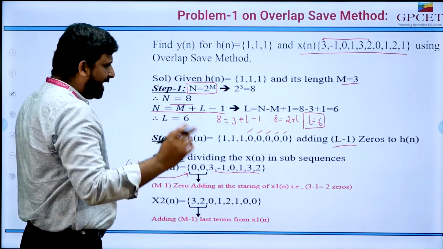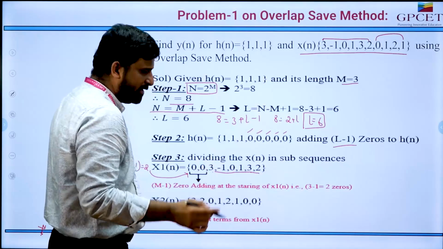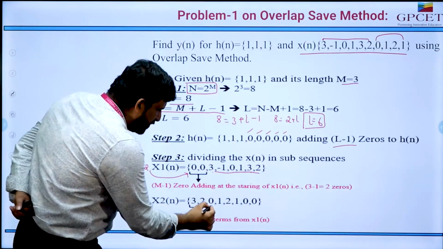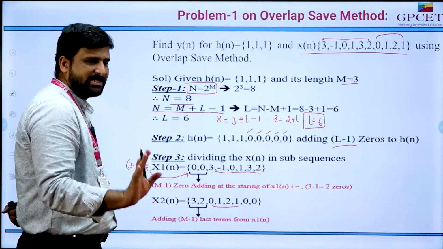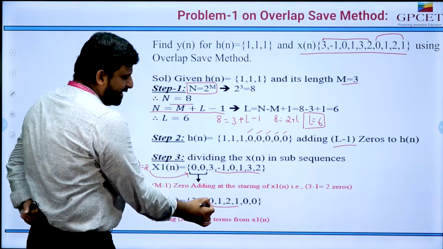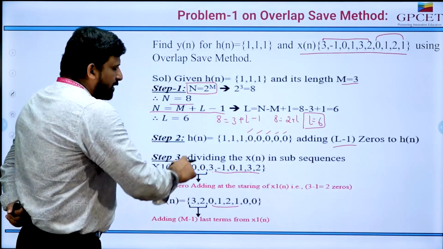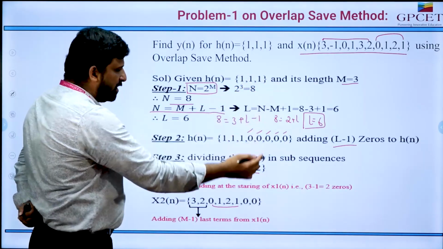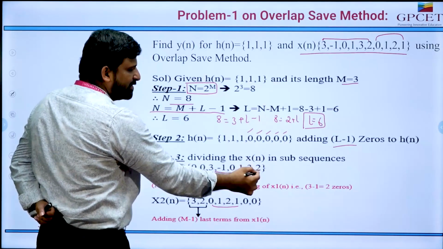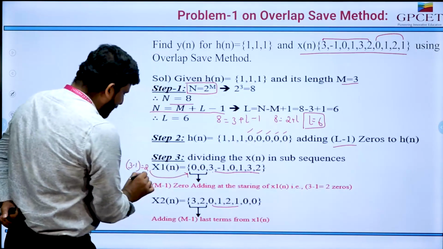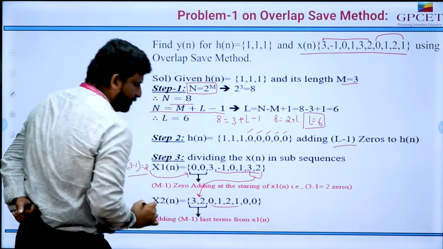Fine. Now the remaining terms: what are the remaining? 0, 1, 2, 1. That is 4 terms I got here. Just listen carefully. First I have written the remaining terms here, 0, 1, 2, 1. In the steps we said that m minus 1 samples of the last sequence, that means the last m minus 1 terms of x1 of n. What is m minus 1? 2. So these 2 samples are added first.